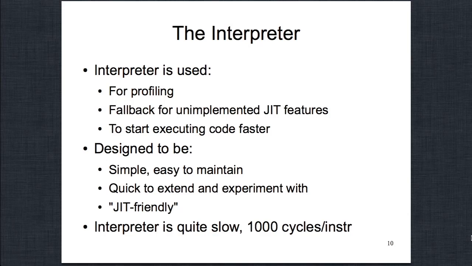It's designed to be simple, easy to maintain, quick to extend and experiment with, and also what I would call JIT-friendly. So the design of the interpreter is sort of deliberate to play along nicely with the JIT compiler. At this time, it's quite slow because performance wasn't really a concern for the interpreter. So it takes about 1,000 cycles per instruction.